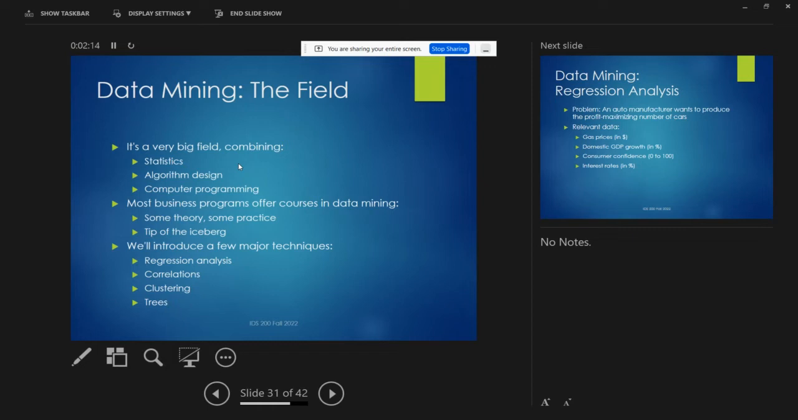And of course, computer programming, right? Writing code that actually does all those things. So any of those aspects of data mining, yeah, you can make a living off of that. Now, of course, most business programs, including UIC's, offer courses in data mining. We have a few. IDS 472, for example, is one. We have a couple of others that, depending on who you ask, they might consider to be data mining, or they might consider to be some other sort of analytics that is not quite data mining.